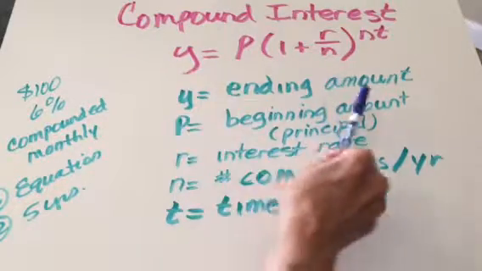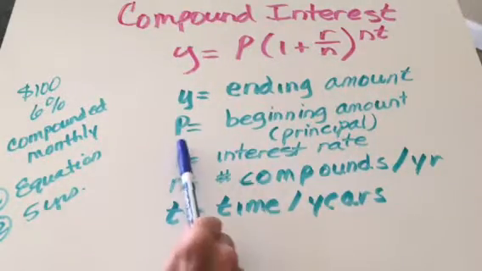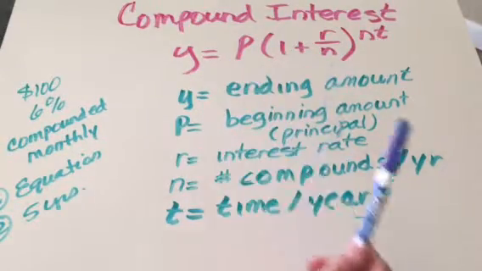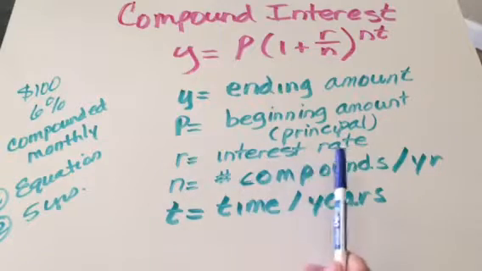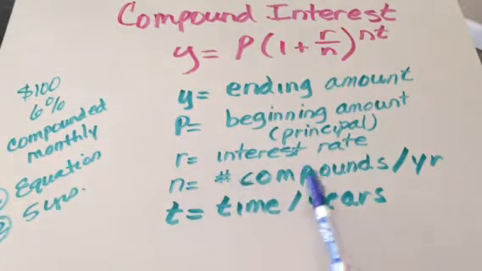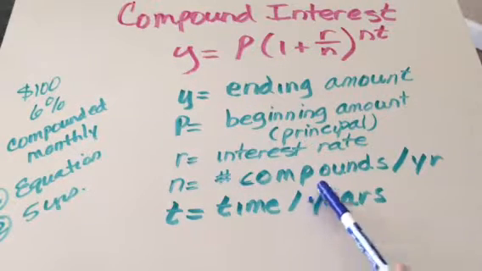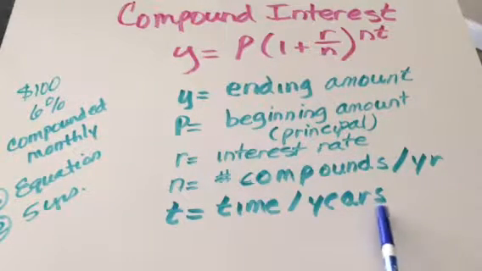Y means the ending amount that you're going to get. P is the principal, the beginning amount that you put in the bank or whatever. R is the interest rate. N is the number of compounds per year, and you'll see that in the problem. And T is the time in years.